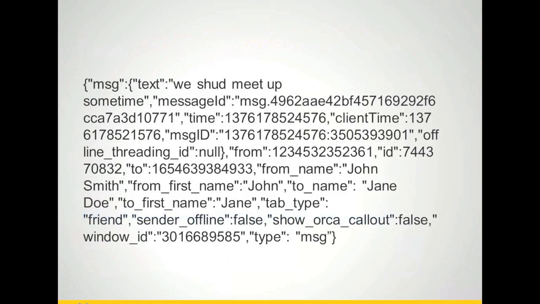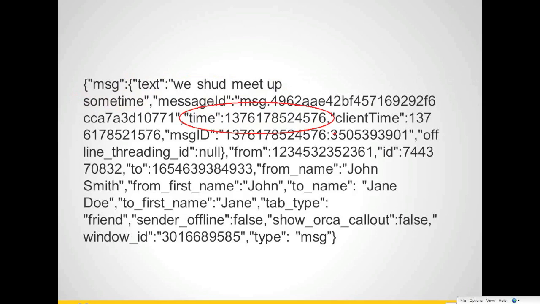So this is a Facebook chat message. It's from this case study, and it's an example of what you might see on a hard drive. I'm going to highlight a few things here. We've got the actual message that was sent, "we should meet up sometime." Then we have a message ID and then a timestamp. This is in Unix millisecond time, so it can be converted easily, and it's in UTC time.